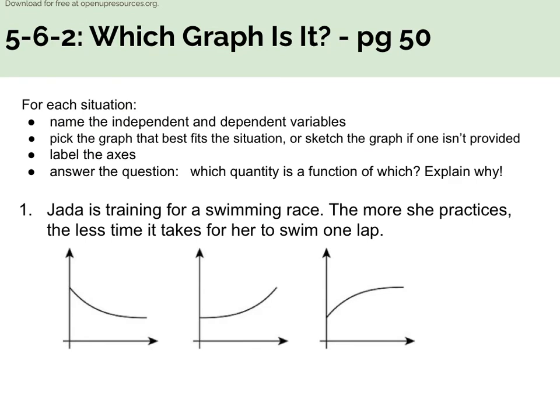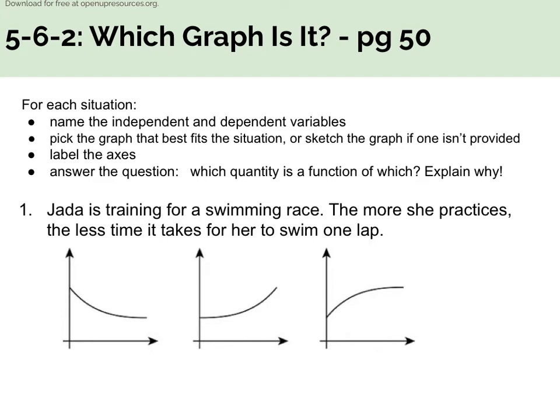On page 50, it says for each situation, name the independent and dependent variables. Pick the graph that best fits the situation, or sketch a graph that wasn't provided. We need to label the axes, and then we need to answer the question: which quantity is a function of what? And we need to understand why.